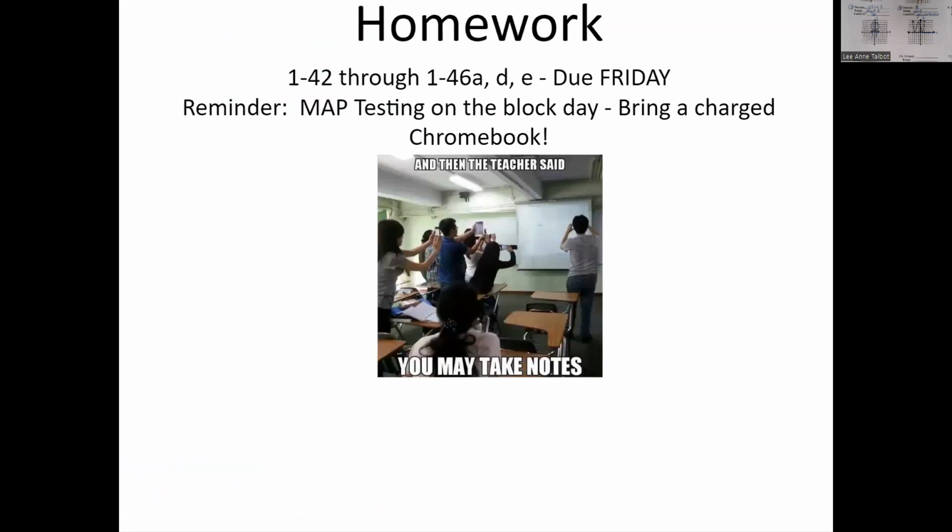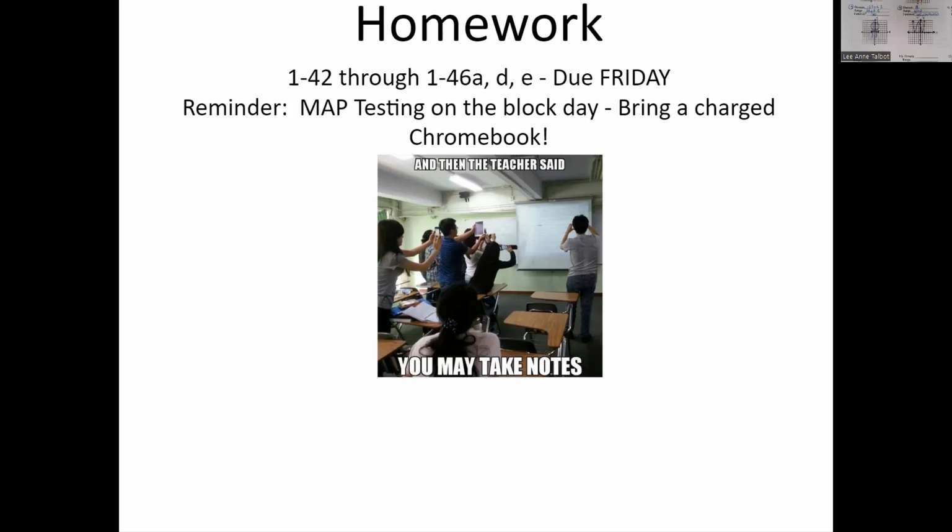So let's talk about this. Your homework is 42 to 46. On 46, I only want you to do A, D, and E. Don't do the whole problem. Just do A, D, and E. Does that make sense? It's one of those that has like 70 parts. I only want you to do part of it because otherwise you can spend your whole day doing it. Now that's due Friday.